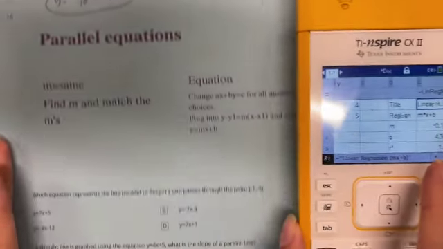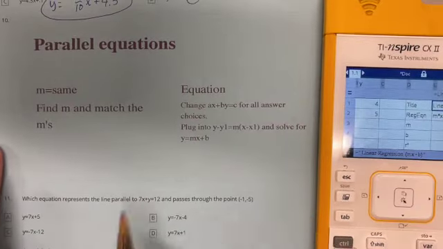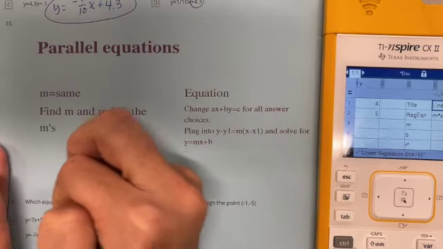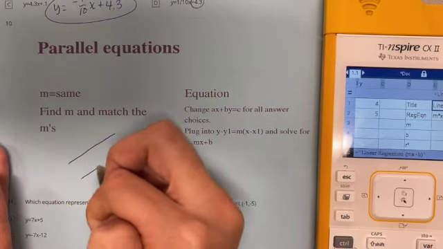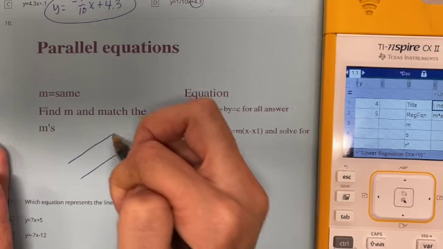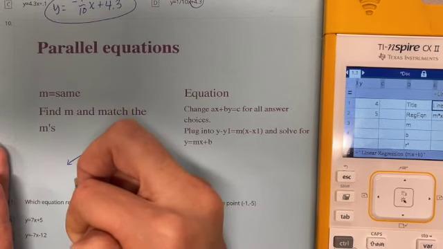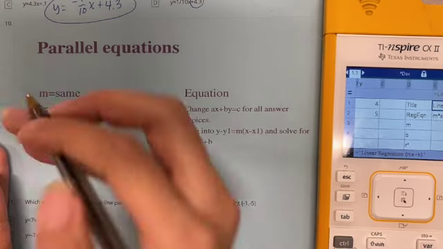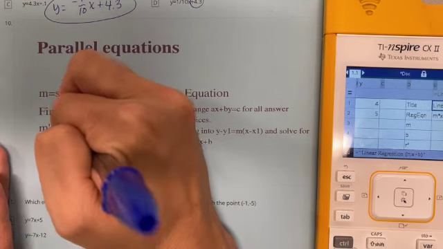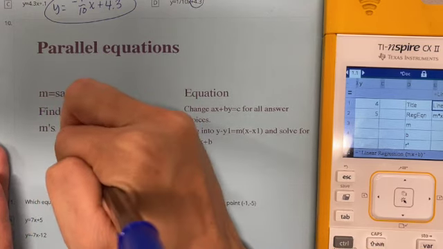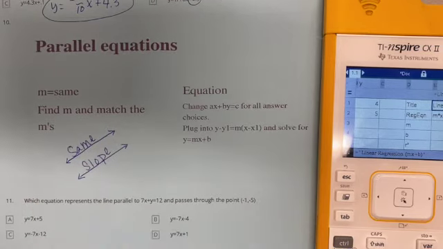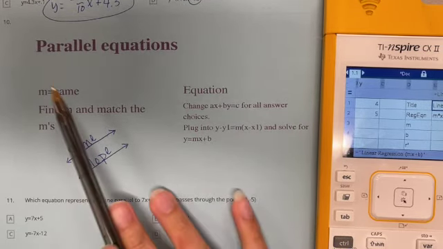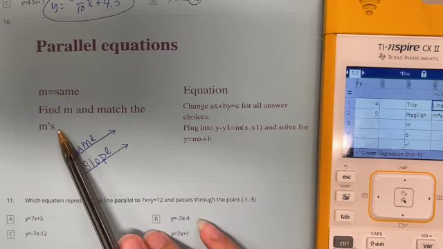Okay, next one. Parallel equations. So remember, parallel lines are not friends. They never cross. Never touch. Why? Because they have the same slope. They're just like twins. So m is the same. Find m and match the m's.